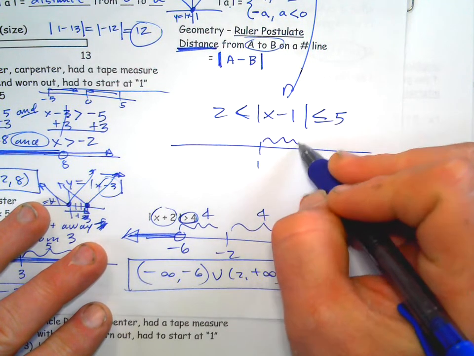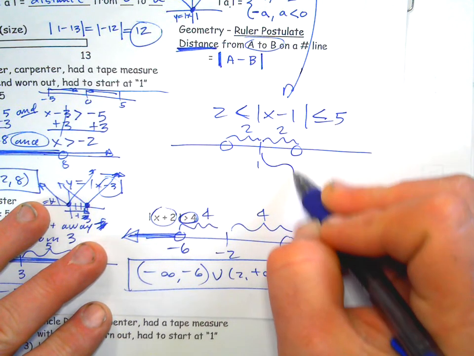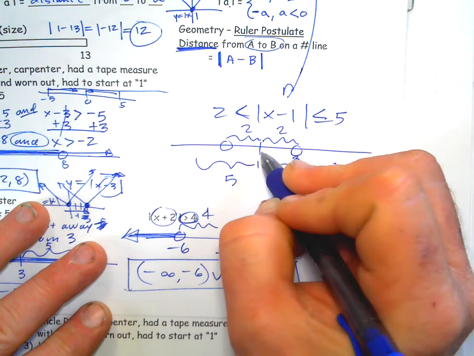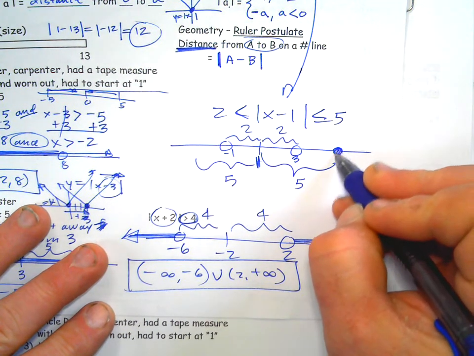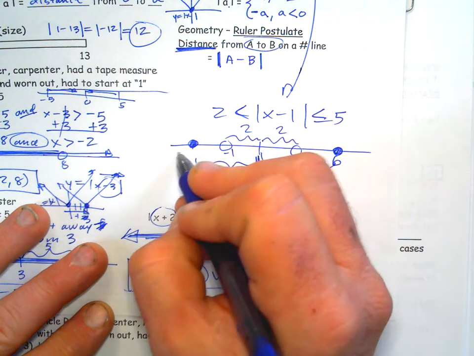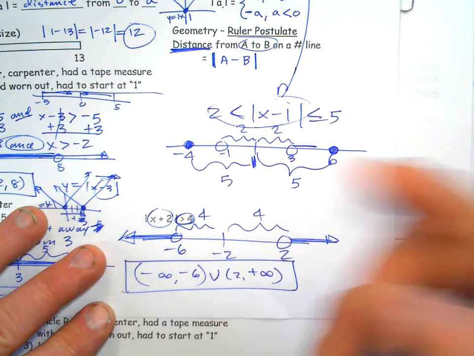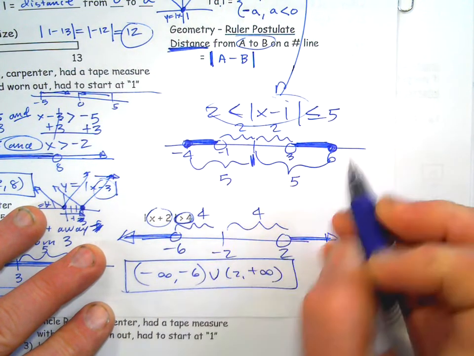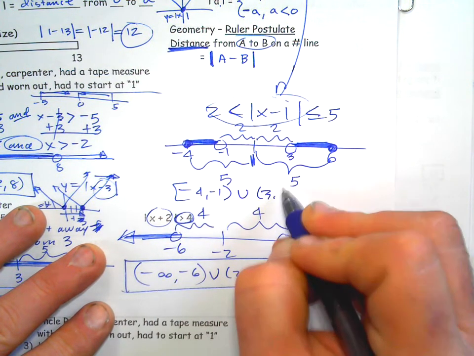We want to go 2 away in both directions. These are going to be open dots, right? We also want to go 5 away from the middle. Now, this is going to be at 3, and this is going to be at -1, right? If you go 2 away from 1. And we want to go 5 away. These are going to be solid dots. Now, if we go 5 away from 1, that's at 6. 5 away from 1 here is going to be at -4. We want the things that are more than 2 away, but less than 5 away at the same time. It's going to be those little chunks, -4 to -1, union, 3 to 6, bracket on the 6.